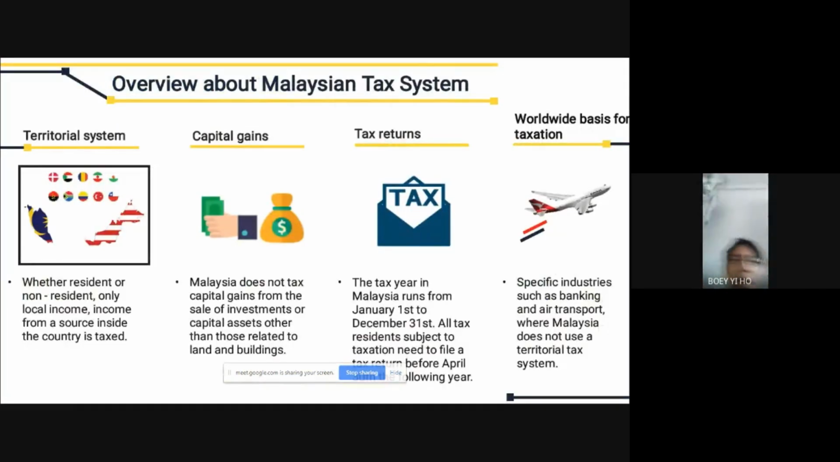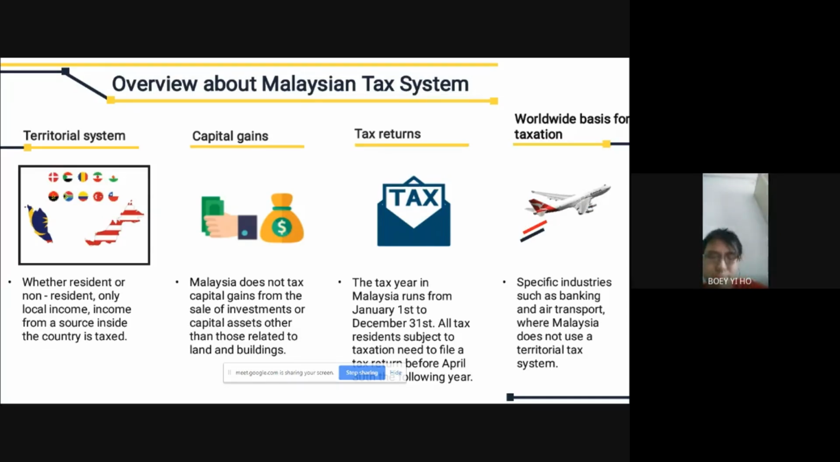Now, an overview of the Malaysian taxation system. Malaysia actually adopts the territorial system. This means that only local income is taxed. Any foreign income is not subject to tax. Regardless of whether you are resident or non-resident, you are subject to tax if you generate local income. Capital gains: Malaysia does not tax capital gains. For example, if you make capital gains in Bursa Malaysia or Rakuten Trade, you buy stocks or shares and generate income, you are not subject to tax.